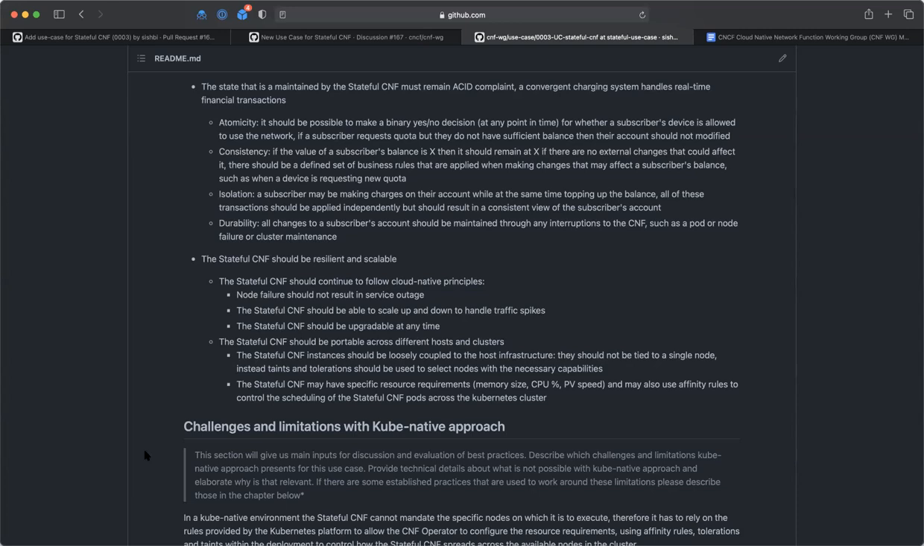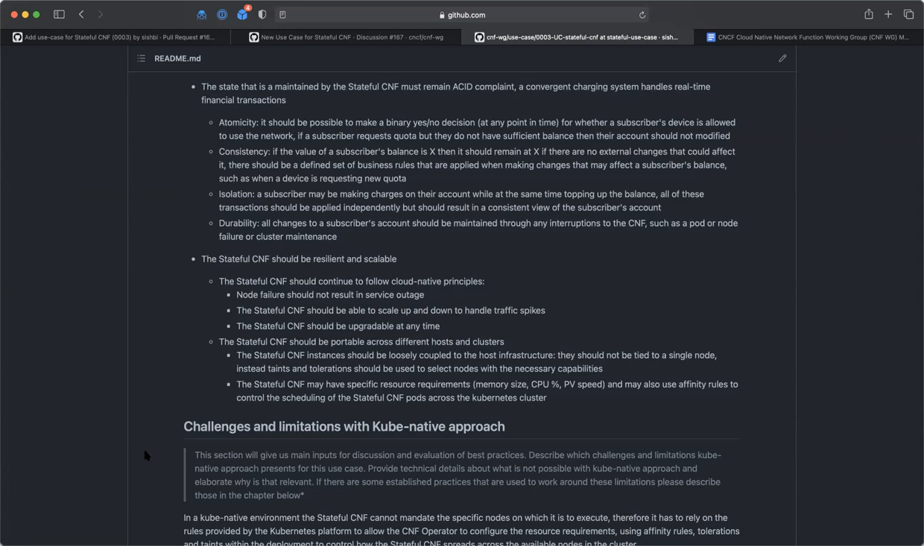And a stateful CNF is a software system, and so software systems need to be upgradable, like any CNF. And the stateful CNF should also be portable across different hosts and clusters. So the system shouldn't be tied to a single node because you might need to take that node out of a cluster. But you should be able to use things like taints and tolerations to control which nodes are used for the CCS. And you should be able to make specific resource requests, such as how much memory you need for the in-memory database, how much CPU percentage you need, and how fast the persistent volumes are that you use to back up your system.